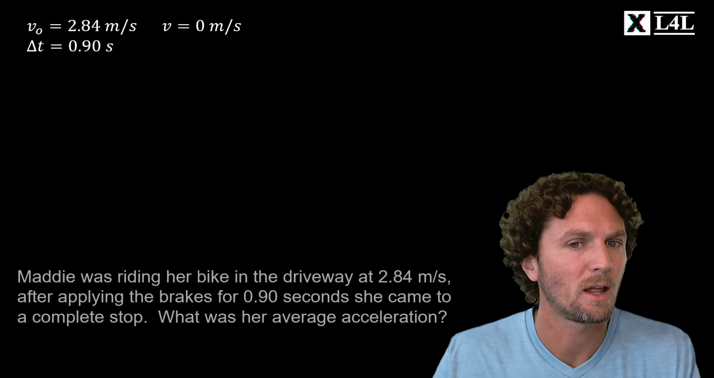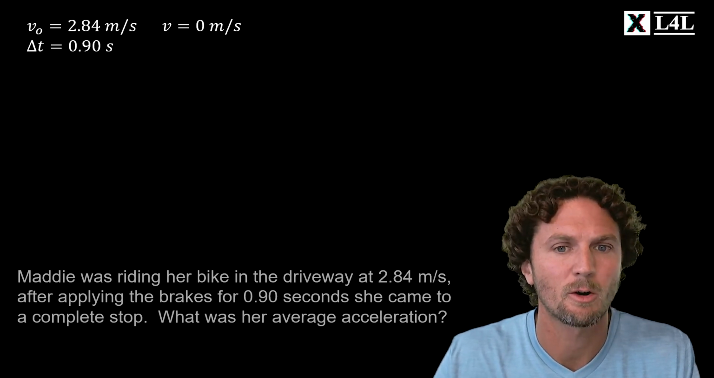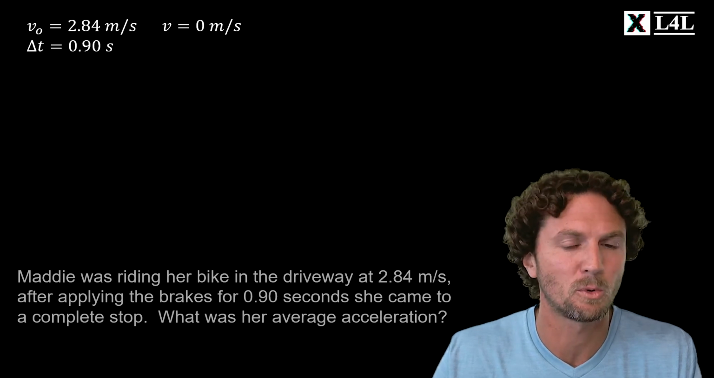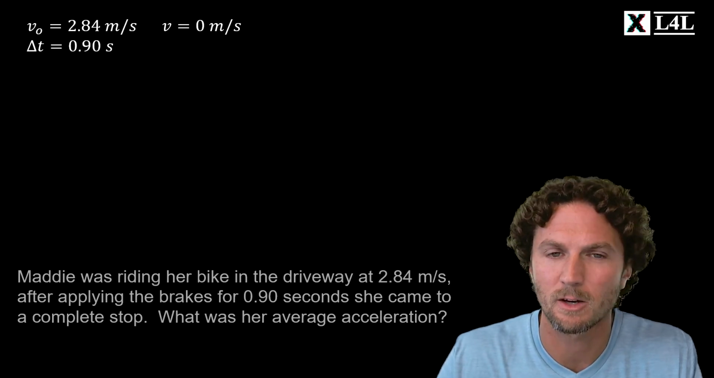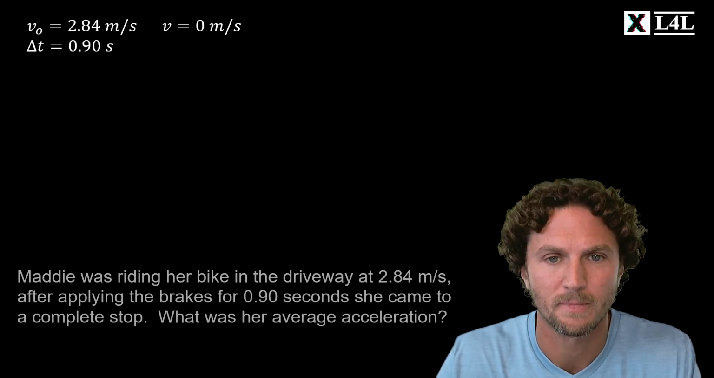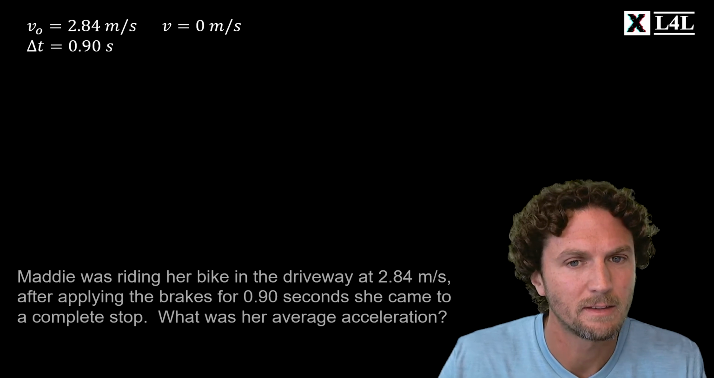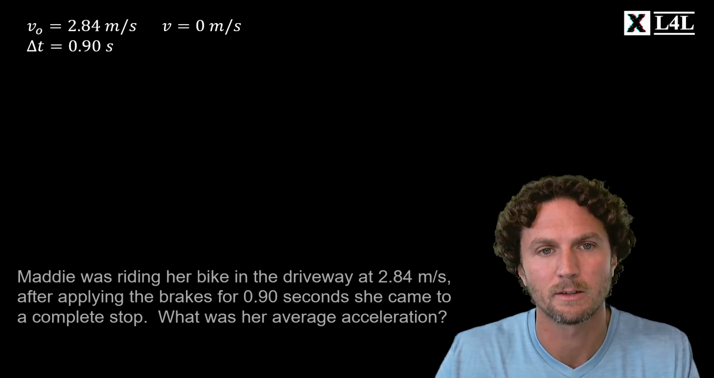And then after applying her brakes for 0.9 seconds, so that's still the same, her final velocity after the 0.9 seconds was 0 meters per second. And how do we know that? Well, the problem tells us that she came to a complete stop. So you have to be very careful in reading the problem and identifying your known values.